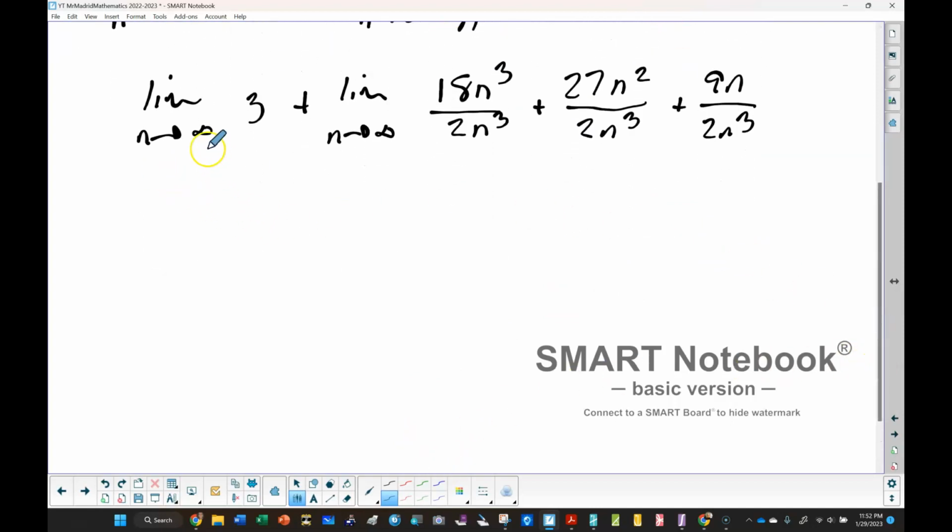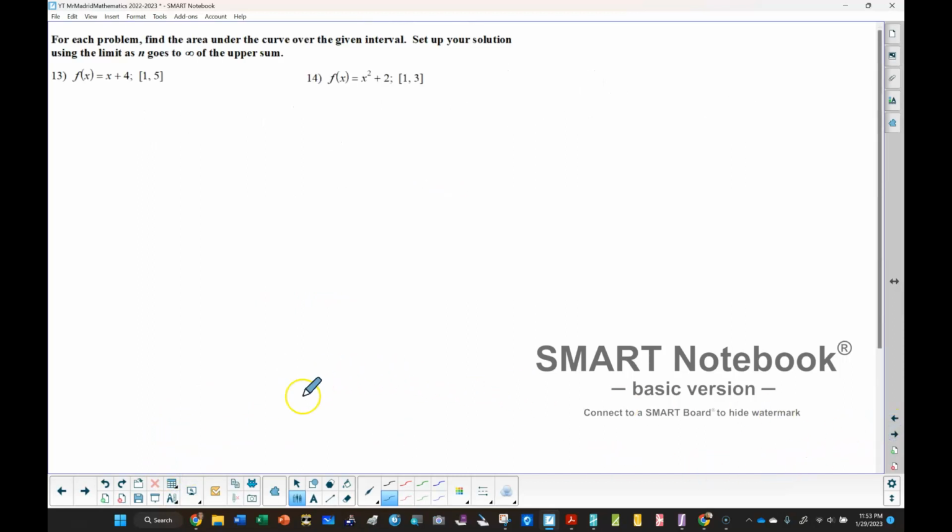Okay, so this, as n approaches infinity, is still 3 plus... this reduces to 9. This reduces to something over n. As n gets closer to infinity, this becomes 0. This becomes 0. Okay, so basically like this, and we're left with 12. All right, let's move on to the next one.